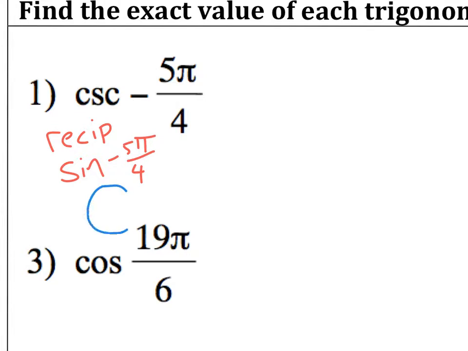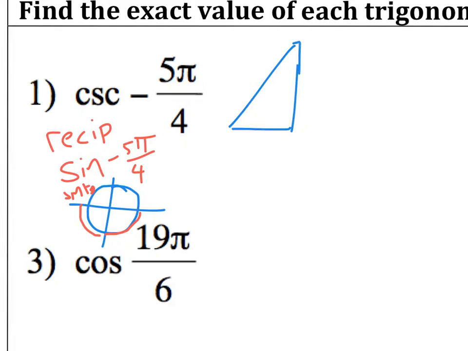Second thing is I need to figure out where negative 5 pi over 4 is. I know negative goes backwards, so that's negative 2 pi over 4, negative 4 pi over 4, negative 5. Negative 5 pi over 4 is in quadrant 2, where sine is positive. And if sine is positive, cosecant is positive. Last piece is that I need to realize that this is a 45, 45, 90 right triangle.